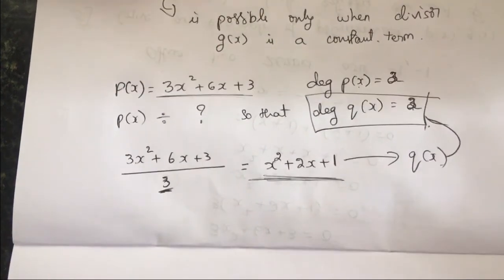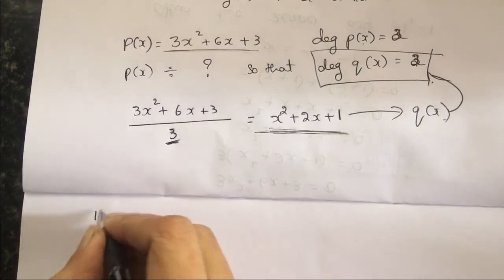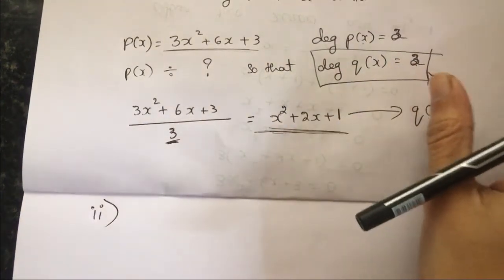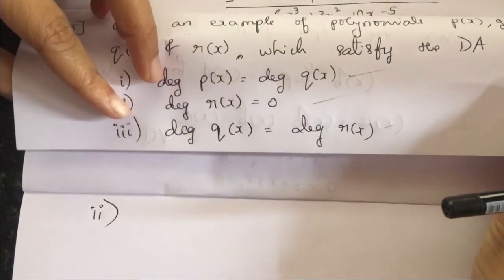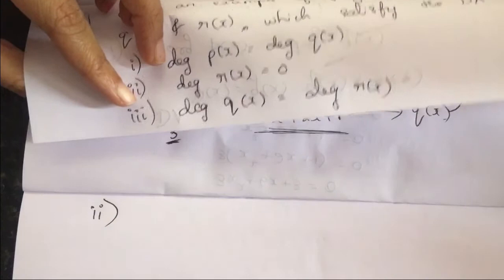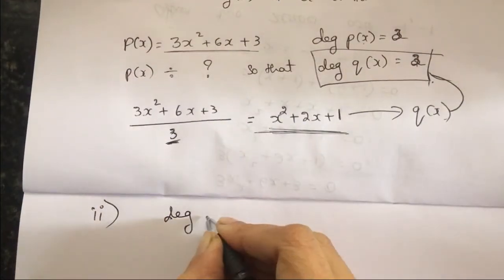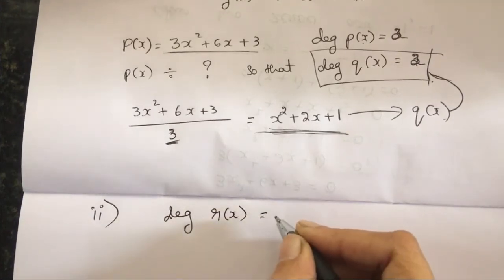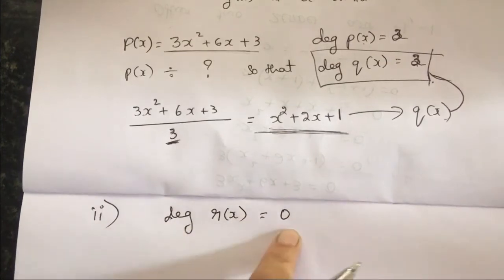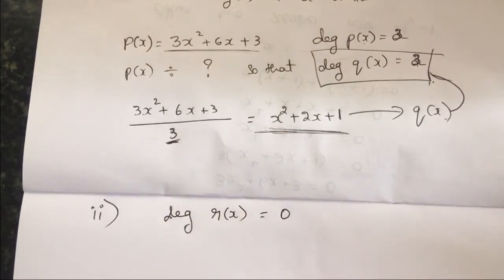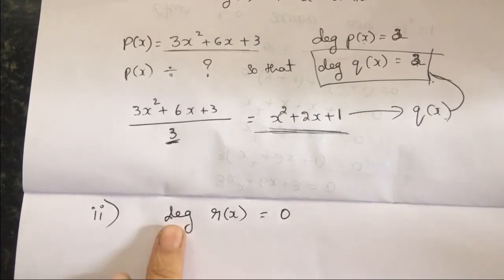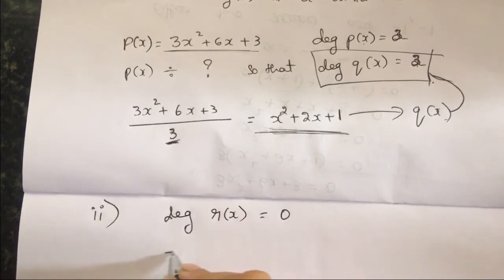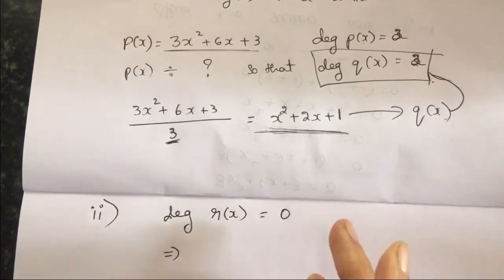So this is the first condition. Another, the second one: they are saying it satisfies the division algorithm, and along with that the degree of r of x is 0. I need to write polynomials in such a way that they satisfy the division algorithm, along with degree of r of x being 0. They are not saying the remainder itself is 0. They are saying the degree of r of x is 0. What does it mean? It means r of x is a constant, right?